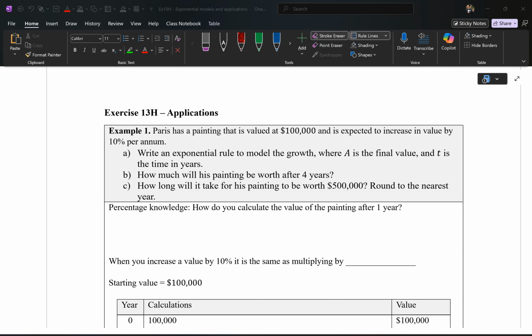All right, let's have a look. 13H applications. Let's take this first example. Paris has a painting that is valued at $100,000 and is expected to increase in value by 10% per annum.